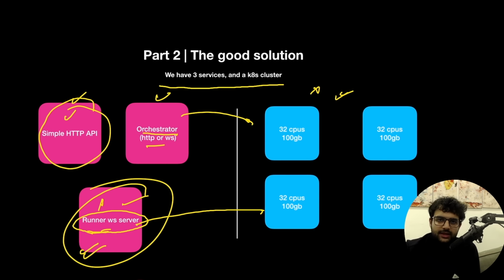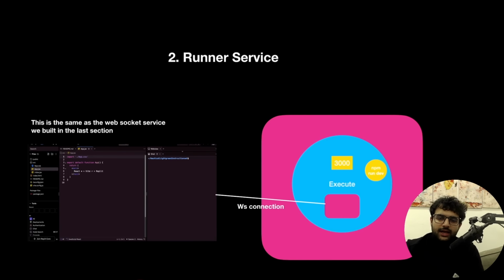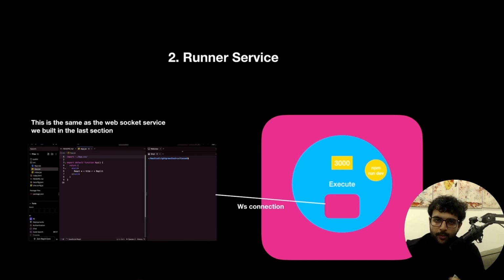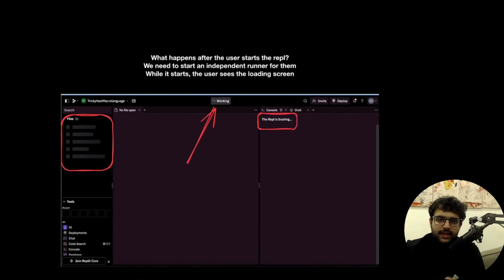This section right here, the thing that needs to come up anytime a user visits your REPL. We'll see what the code inside does. It's basically what happens after the user starts your REPL. We need to start an independent runner for them, and while it starts, the user sees the loading screen. So this code is the pod that is starting, the code that exists inside the pod while the user is on this loading screen.